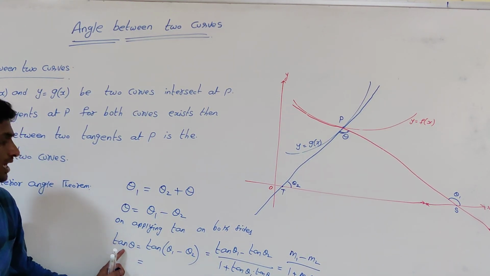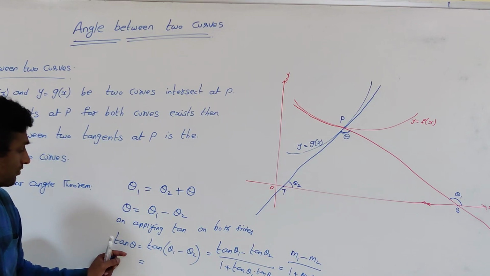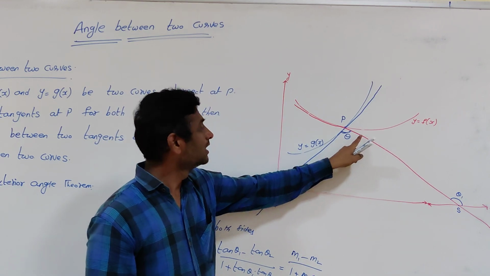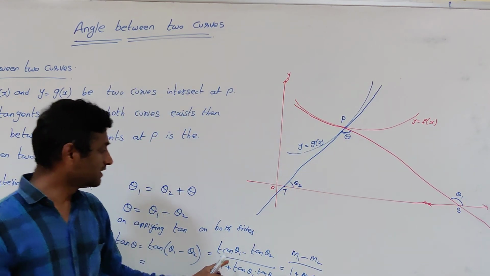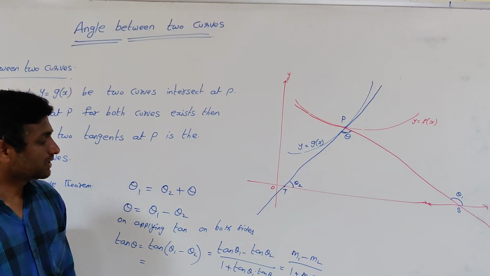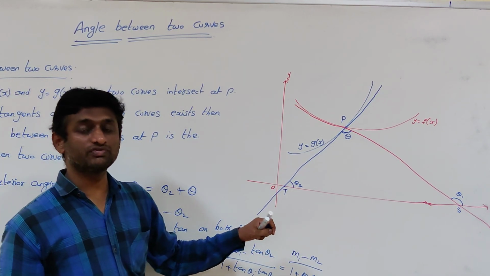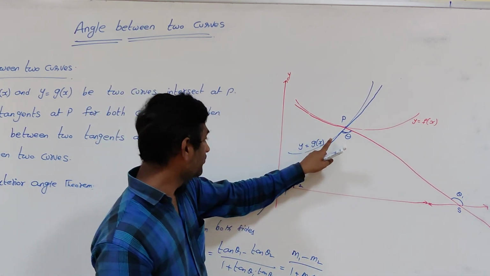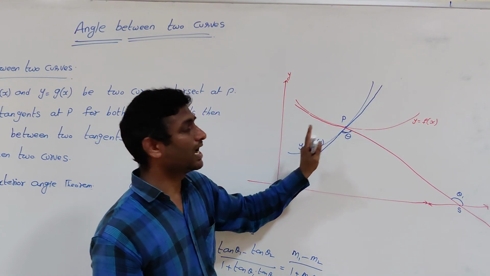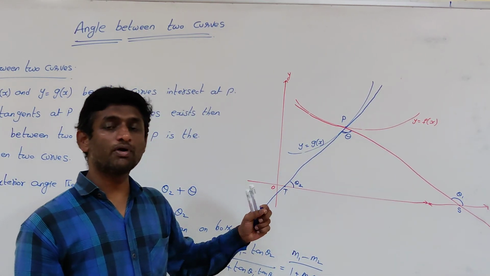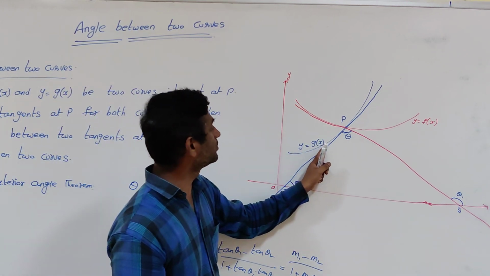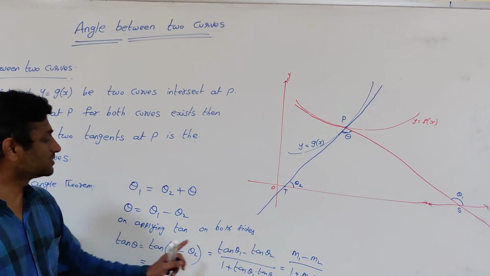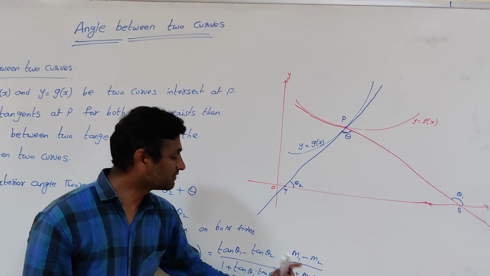So if theta is the angle between two lines, then tan theta is given as m1 minus m2 by 1 plus m1 m2, where m1 is the slope of the first curve at point P, that is nothing but the derivative of the function y is equal to f of x at P, and m2 is the slope of the curve for the function y is equal to g of x at the point P. So the angle between two curves is tan theta is equal to m1 minus m2 by 1 plus m1 m2.